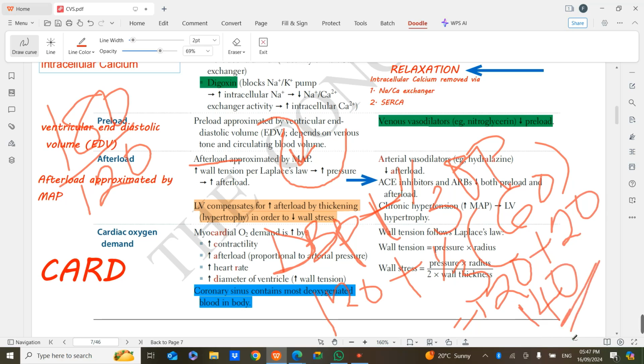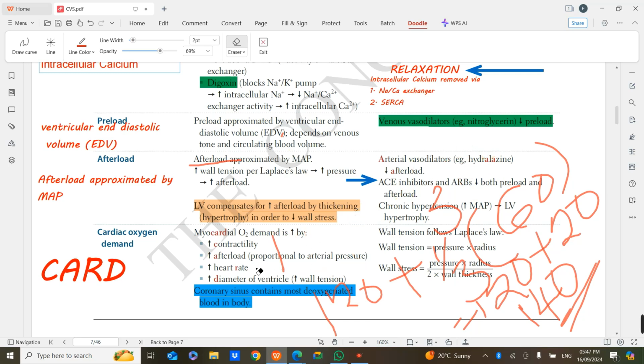So if your mean arterial pressure is very high, you say afterload is high. Look at it like that. Simply don't give yourself a headache. If it's low, afterload is low. It's just as easy as that. Just keep that one. So what can make my afterload also rise?